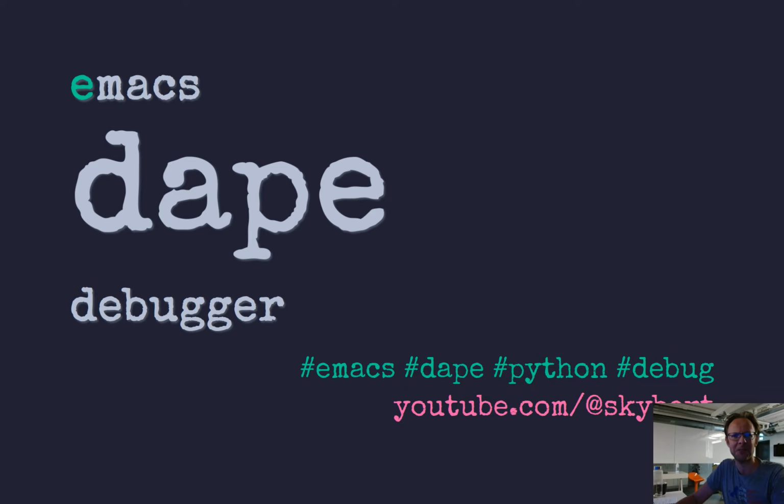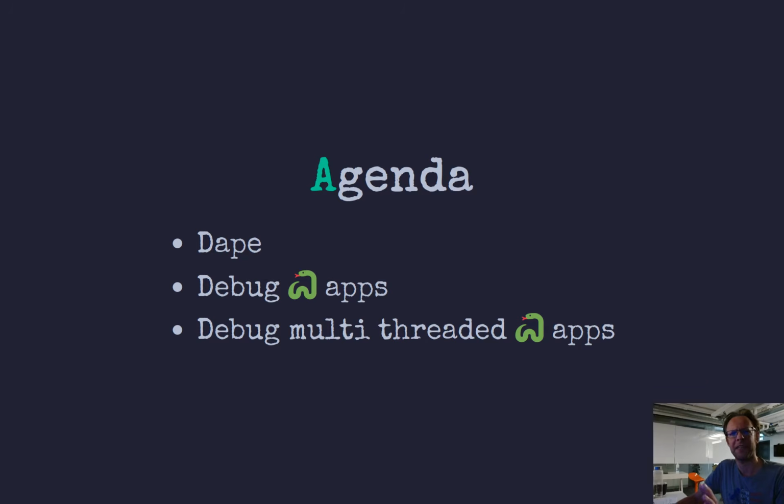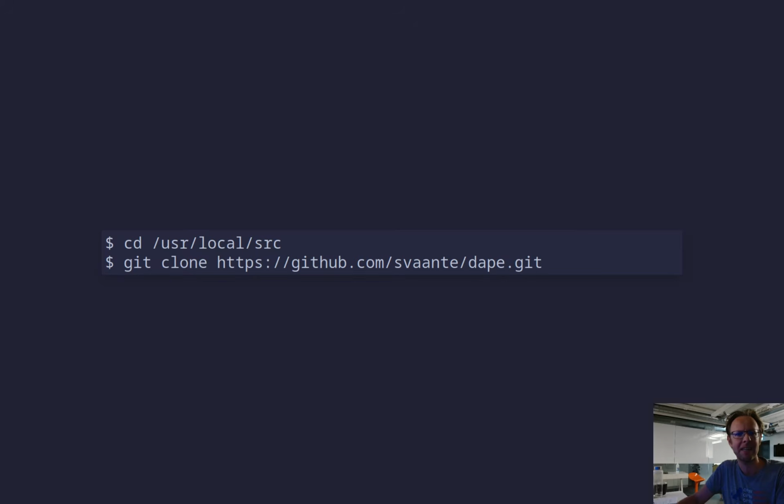Today I want to show you a new debugger called dape, and it complements the eglot built-in LSP client in Emacs. I will showcase this using a Python app, and it can even do multi-threaded apps, which is quite good. It's the first time I've been able to debug multi-threaded Python applications inside of Emacs.